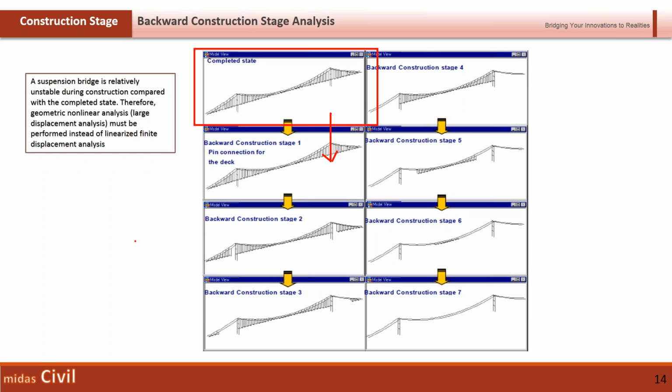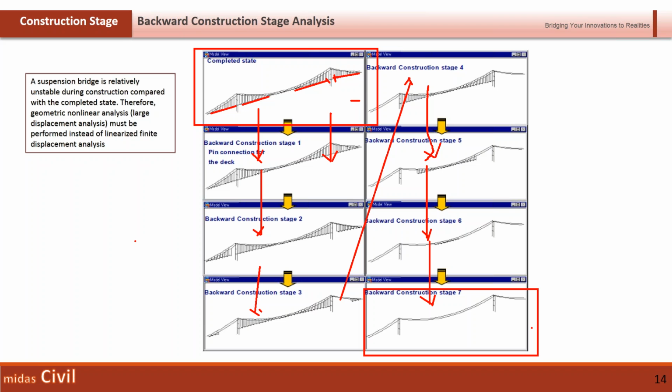Backward means that currently I have rigid connections between all the decks and the pylon ends here, right? So I will remove all those rigid constraints to give a pin constraint, and then I will start removing the cable hangers one by one, and the deck one by one. Finally I will have just the initial model. This is the reverse philosophy of doing it, so we use a reverse construction stage, also called backward construction stage.